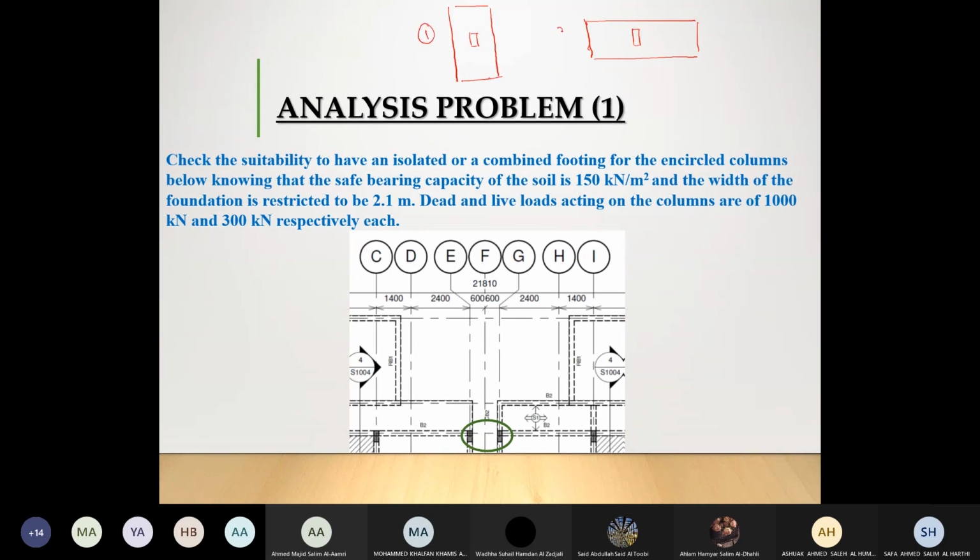Scenario 1 or scenario 2? If scenario 1, yes. If scenario 2, yes.